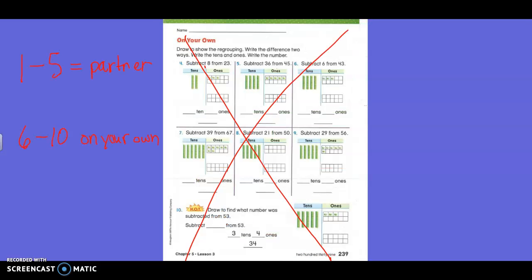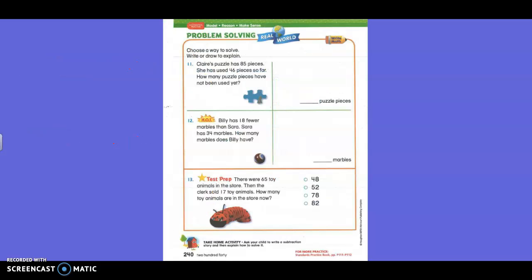All right, so you crossed out this entire page. If we're not doing that, we're going to do it on our papers doing stacking and adding. So then, on this one, how many puzzles have not been used yet? You are subtracting on this. Number 12, Billy has 18 fewer. Fewer is a word. If you look over here on the subtraction poster, it says right here, words that end in ER, such as fewer, shorter, farther, mean subtraction. Okay? So fewer is a subtraction word.